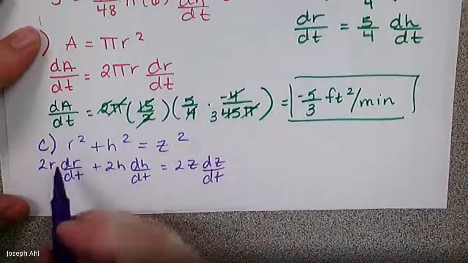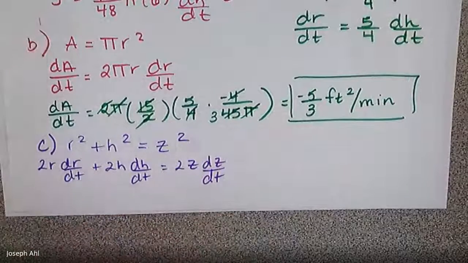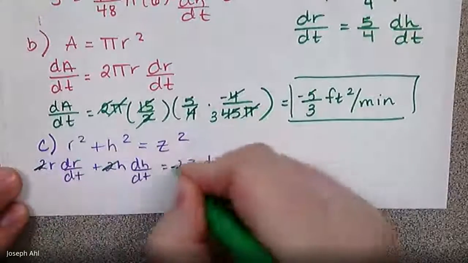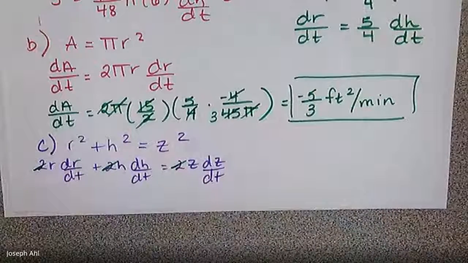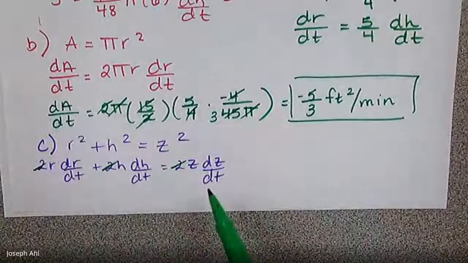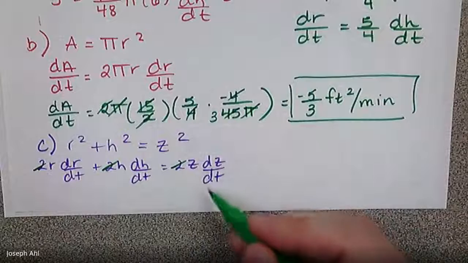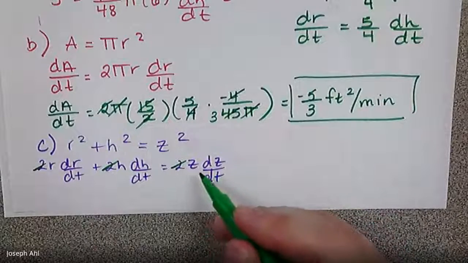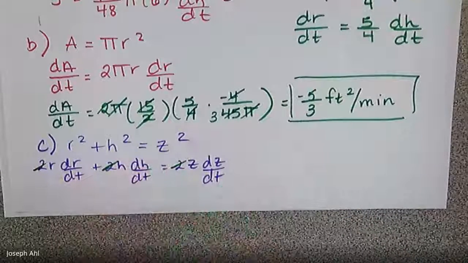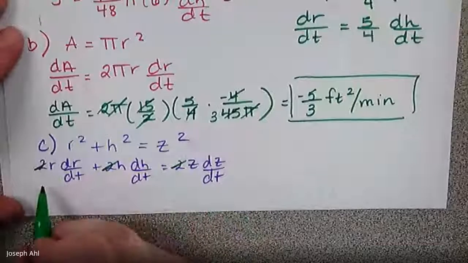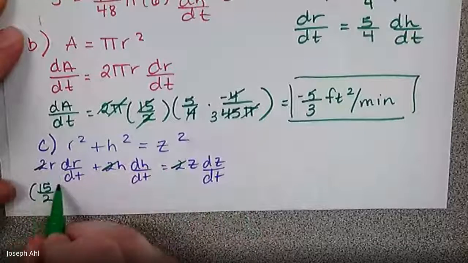We've seen this happen in other instances where when you have a Pythagorean theorem example like this, those 2's will nicely cancel out. So the 2's all go away. And the other nice thing is at this moment, we know all these values. We don't know dz/dt, that's what we're looking for. We can find z given our radius and height. Okay, so we're trying to do this when the radius is 15 halves.